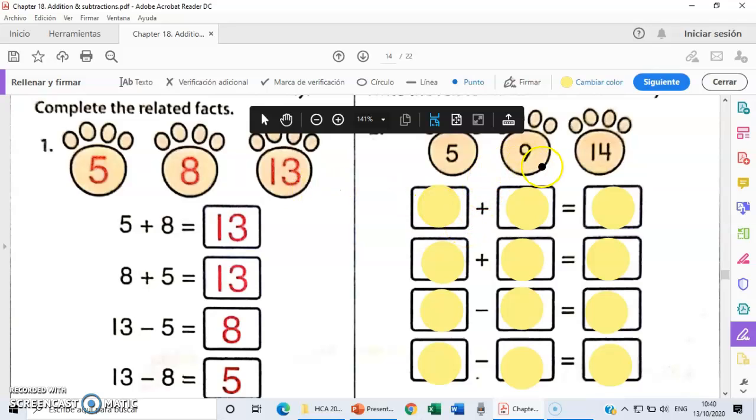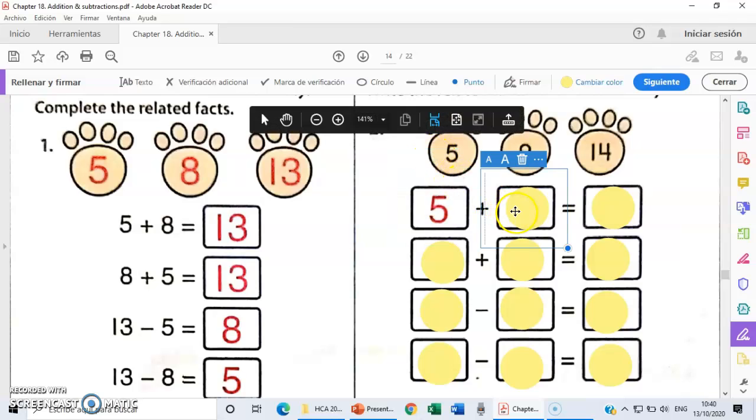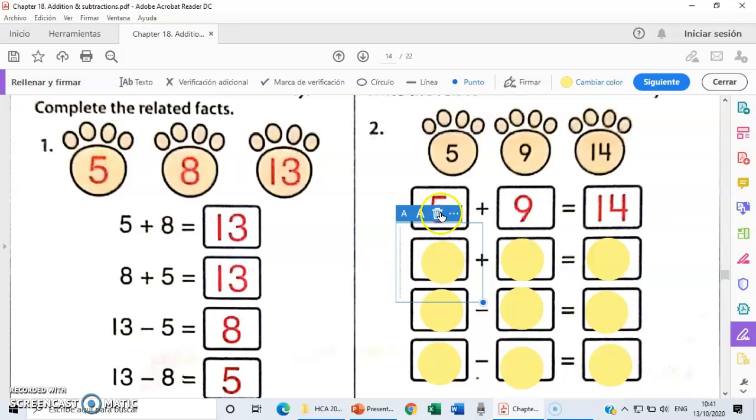Now they give you the fact families and you have to relate them. So remember, you always start by making an addition and then the subtraction. So you start 5 plus 9 equals 14. Good job. And then, remember, you just change the order in addition and you say 9 plus 5 equals 14. Good job. Let's go to the next one.